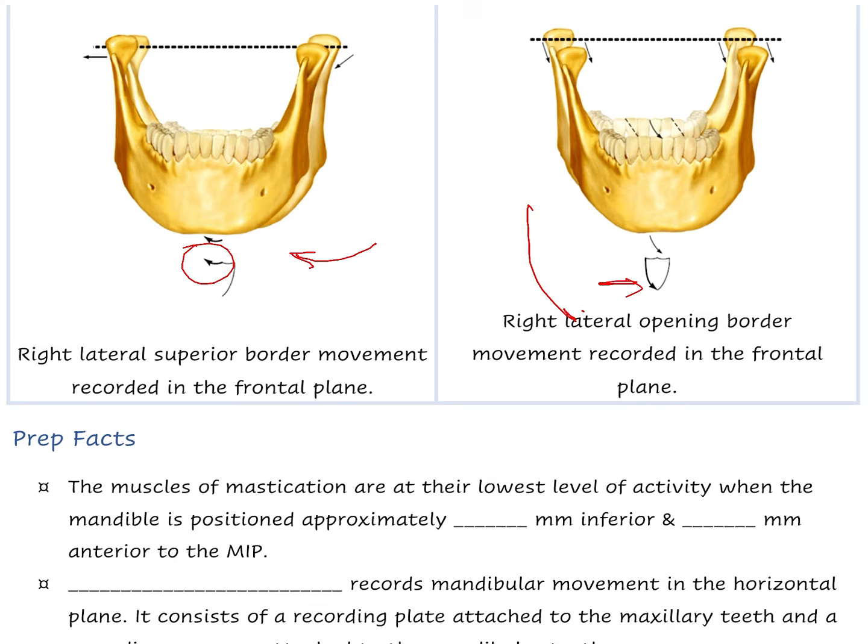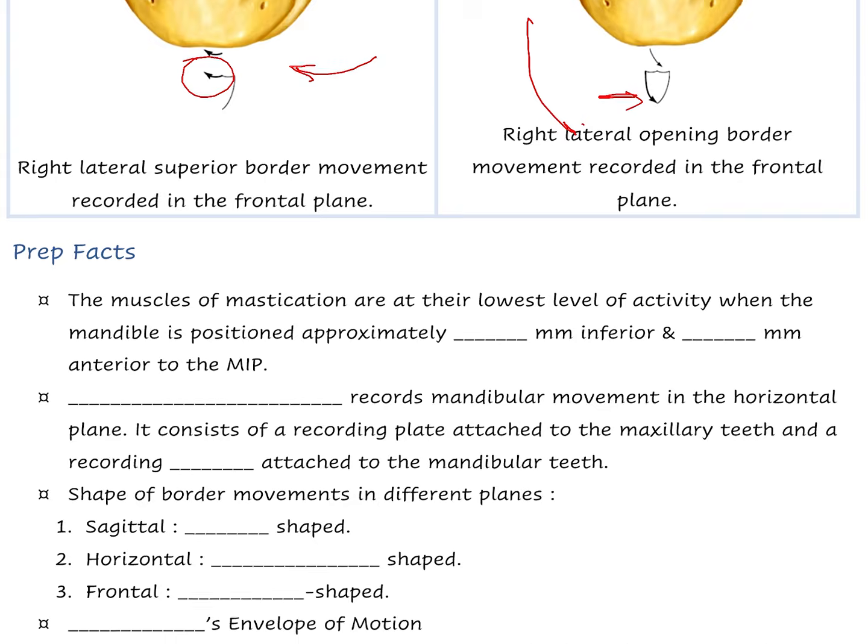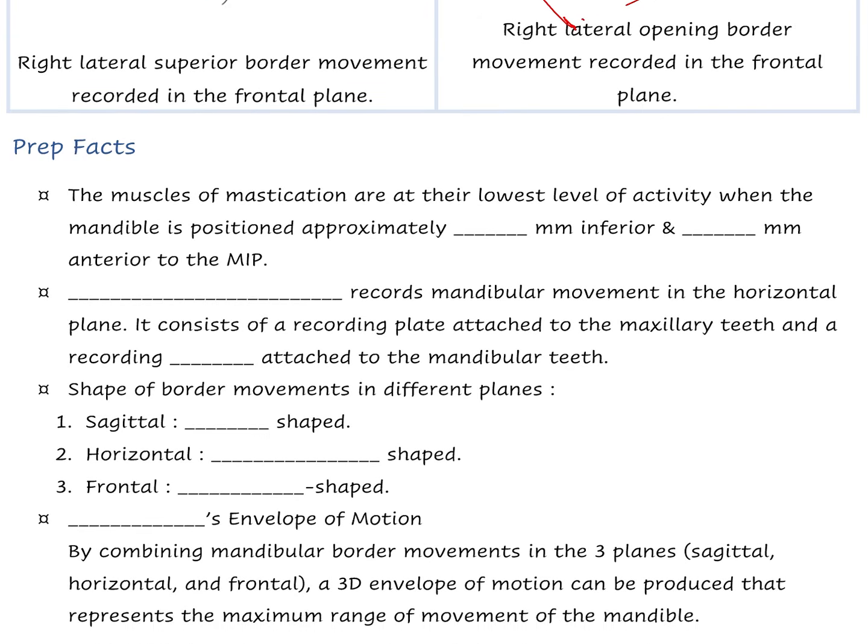With this understanding, you can three-dimensionally visualize the movement of the mandible. Why is it necessary? So that you can do all your restorations keeping in mind these border movements and then adjust the occlusion according to the requirements. You have to incorporate teeth in these movements. You don't have to incorporate these movements in your teeth, right? Now, a few factual things to remember. The muscles of mastication are at the lowest level of activity when the mandible is positioned 8 mm inferior and 3 mm anterior to the maximum intercuspal position. These are some facts to remember, okay?